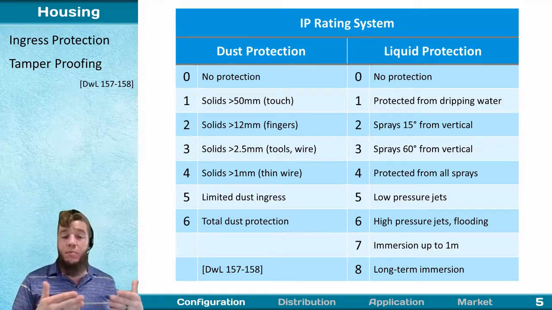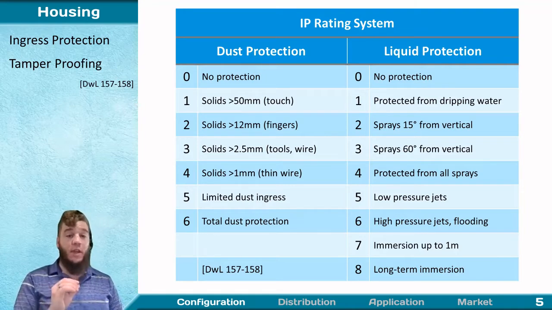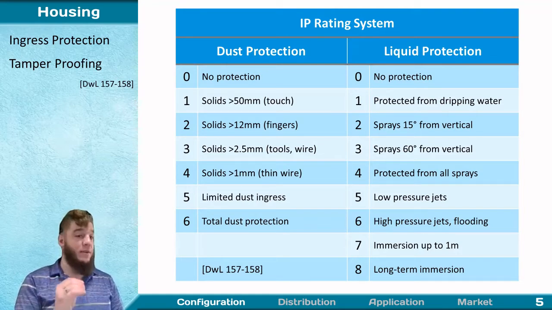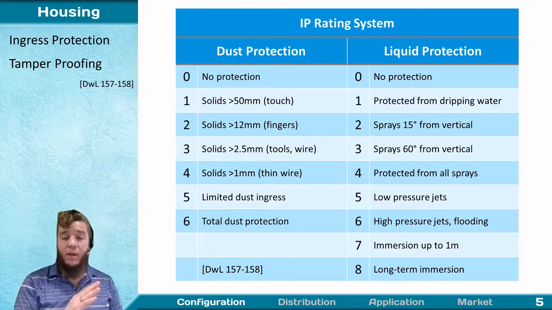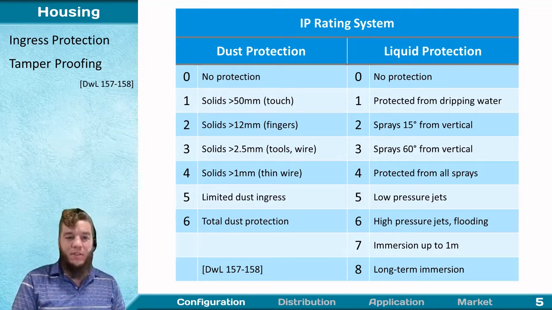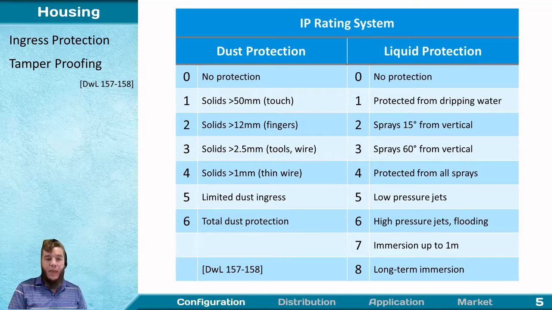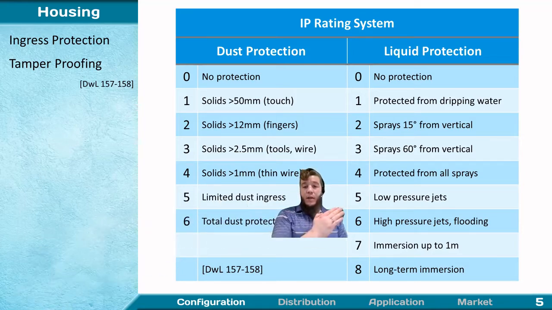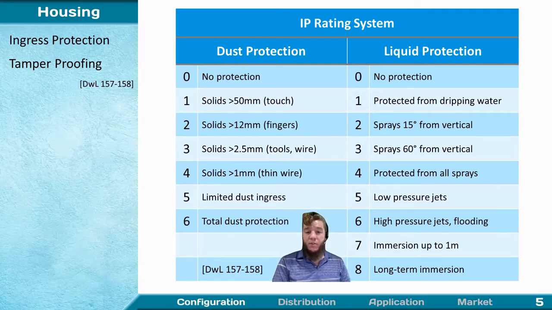But the key thing to point out here is the first number is dust protection. And as you increase that number, you're getting better and better dust protection for finer and finer particulate. Liquid protection is similar, and that's our second number. However, it's not quite such a linear scale. And I'll point this out because right here, the 5 and the 6 are actually jets of water, which, as it turns out, is usually harder to meet the standard for than long-term immersion.